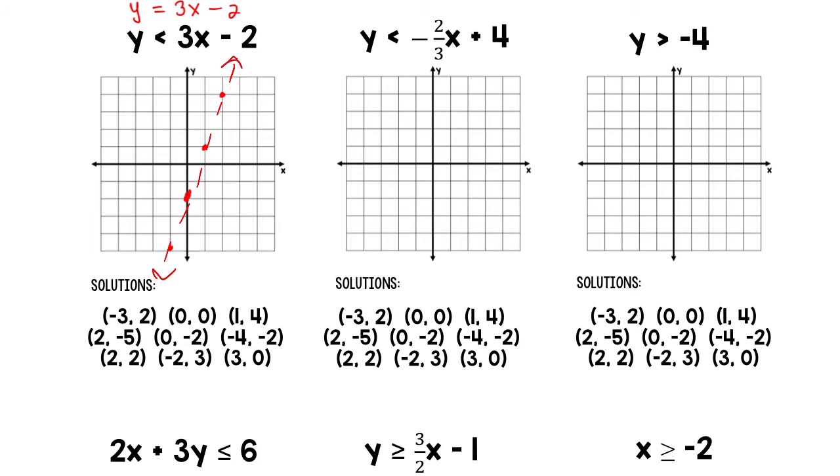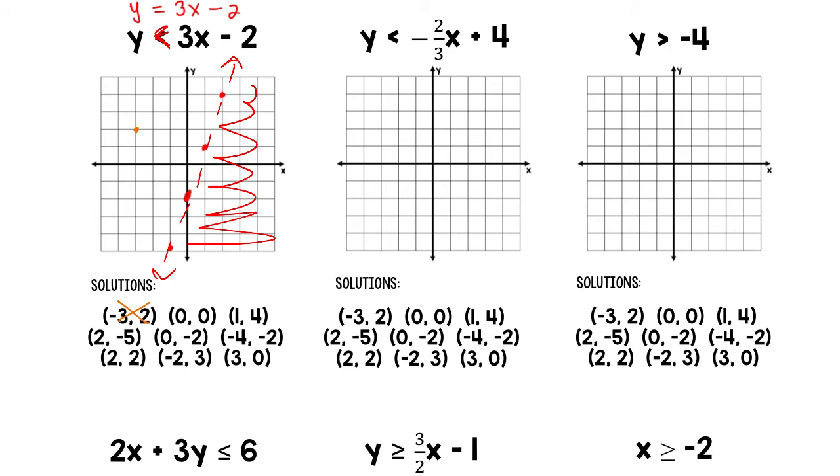And now we can see that it's less than, so we shade below, which in this case is kind of to the right because it's tilted kind of to the right. Let's check these points for solution possibilities. -3, 2, 1, 2, 3, 1, 2.